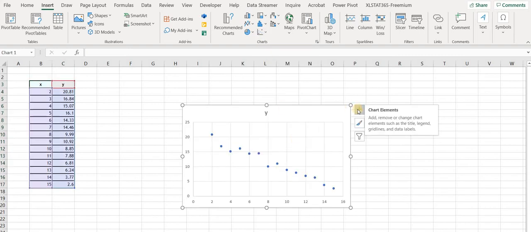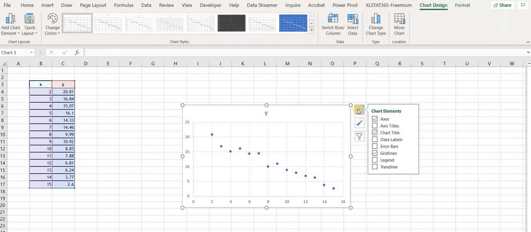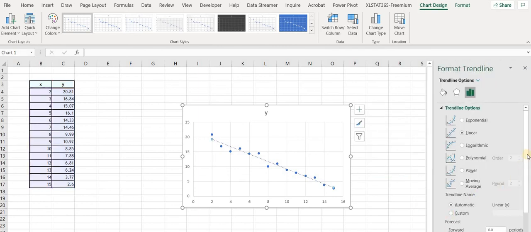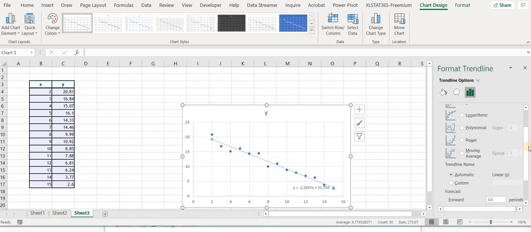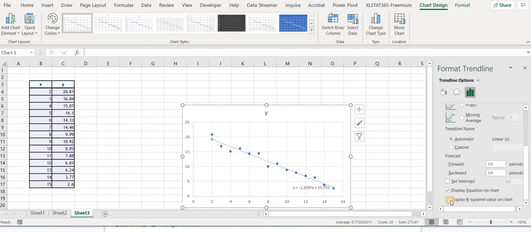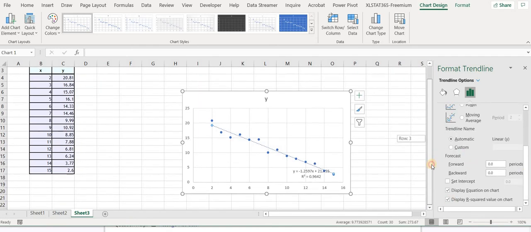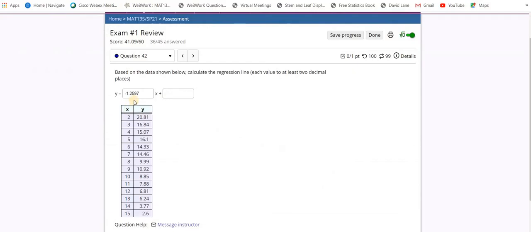Next, you're going to go to the plus sign, and then you're going to go to the trend line, go to more options. On the trend line, you will see a window pop up, and you're going to display the equation, and there is another option where you can display the R square, which is the correlation coefficient squared. Okay. So here is the equation. The equation is negative 1.2597x. So I'm going to put the number here.